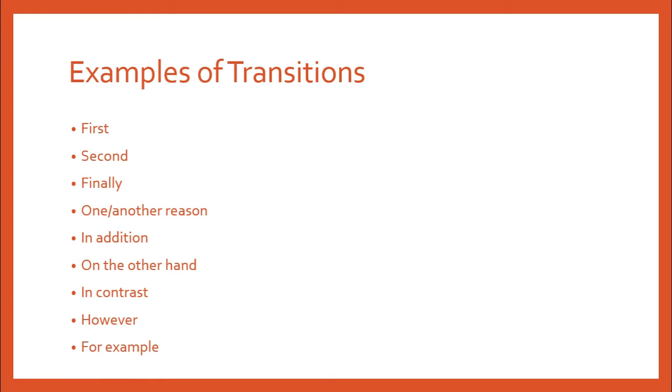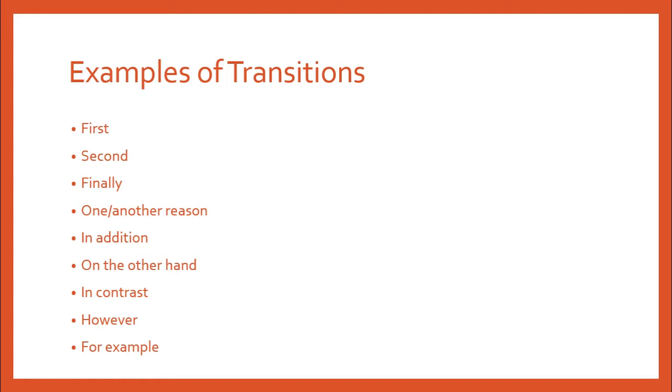So here I have some examples of transitions. These are some common ones, but these aren't the only transitions you can use. So some examples are first, or something like the first reason, second, or the second reason, finally, last, things like that. Those show how you can do things in order.